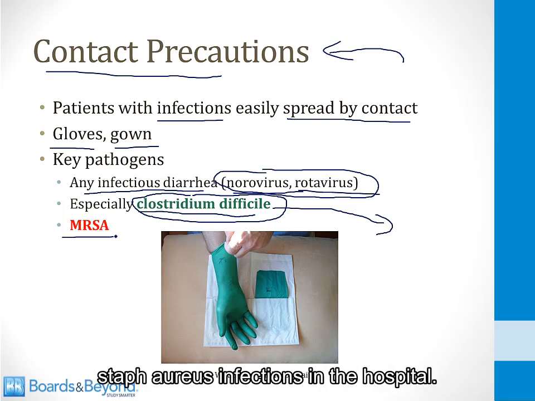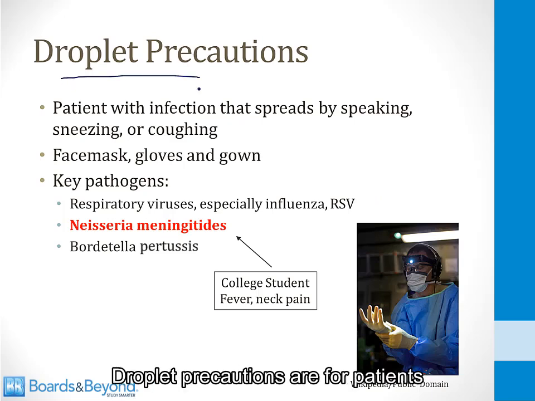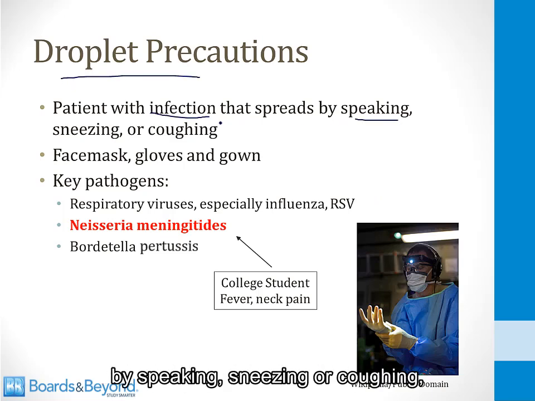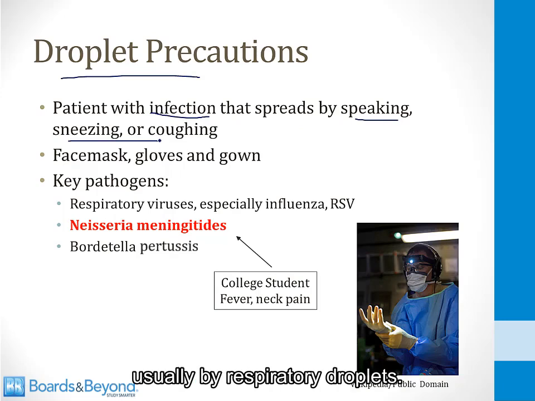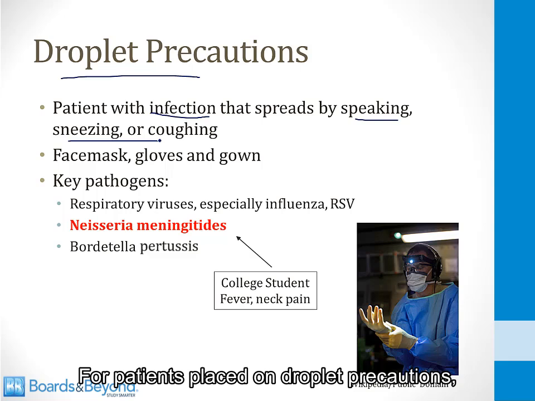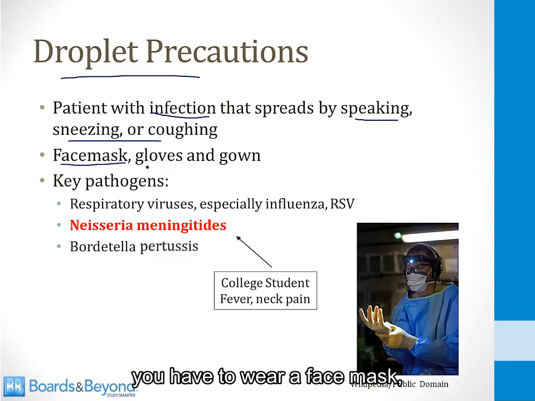Droplet precautions are for patients who have an infection that spreads by speaking, sneezing, or coughing, usually by respiratory droplets. For patients placed on droplet precautions, you have to wear a face mask in addition to gowns and gloves anytime you enter their rooms.